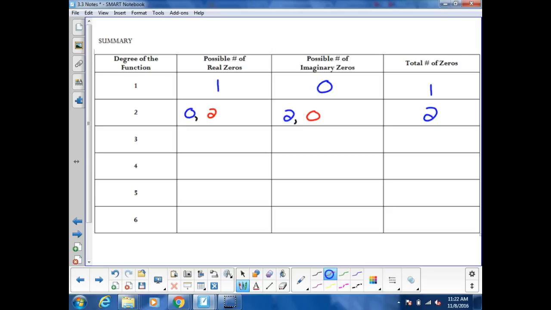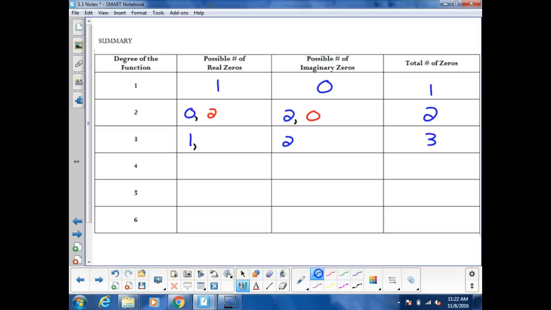If I have a degree of 3, how many zeros do I need to have? Total zeros. Need to have 3 total zeros. Okay? Degree of 3 tells me what? Opposite directions again, right? Okay? Opposite directions means I have to cross at least once. So if I have 3 total zeros, and one of them has to be real, how many imaginaries? 2.